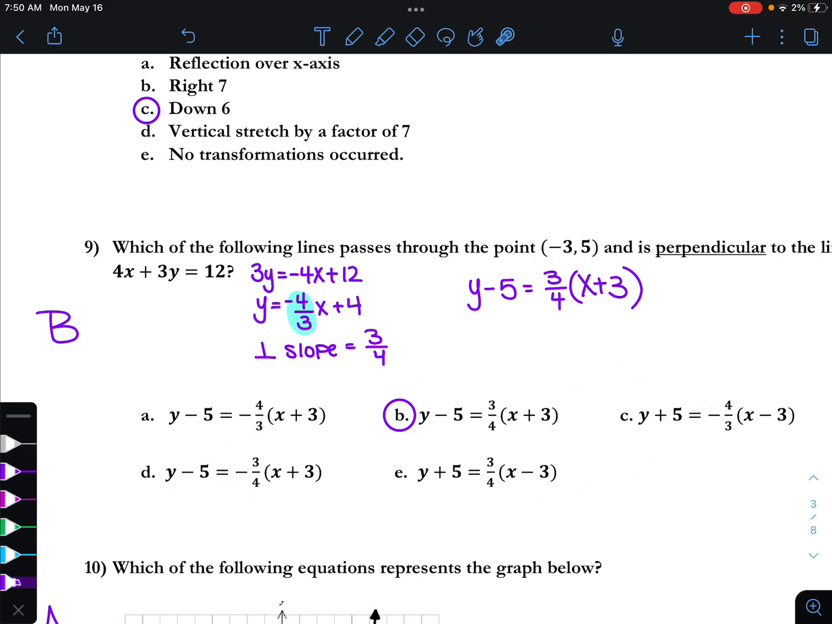All of the answer choices were in point slope form, so we knew we could stop there. But remember, it might have been that the answer choices were in slope intercept form, so you would have to solve for y.